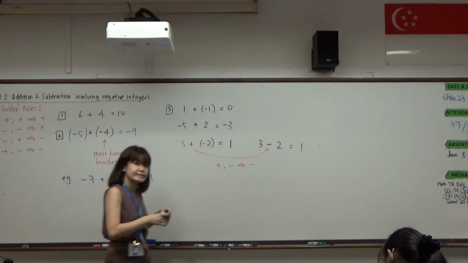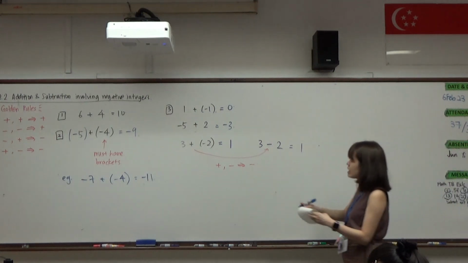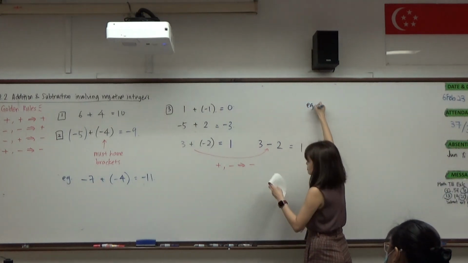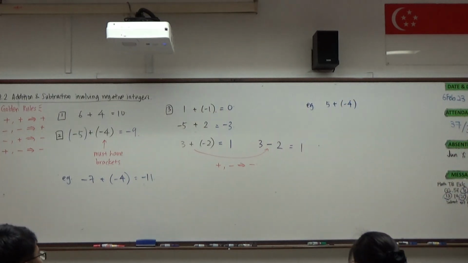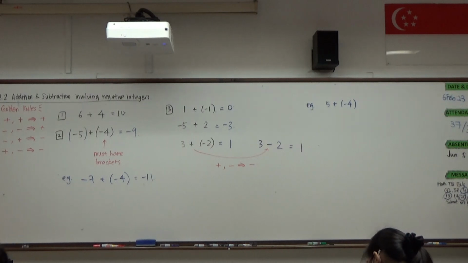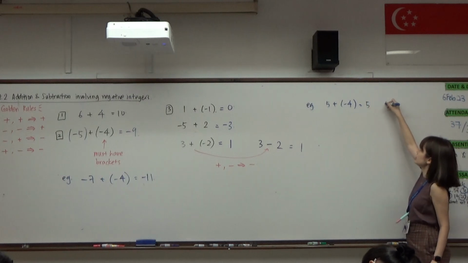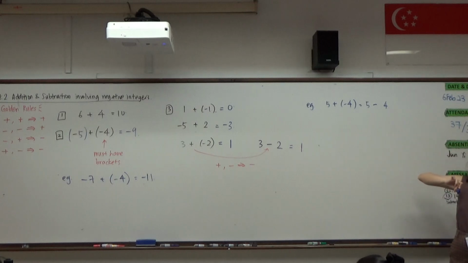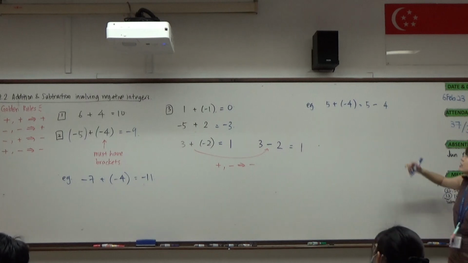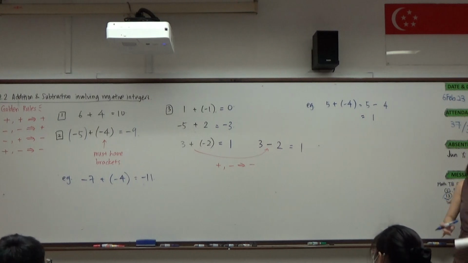Let's try some examples. 5 plus negative 4. It will be faster if I can change my plus and minus to a simpler operation first. I will change it into a minus sign, because I know how to calculate 5 minus 4 easily, that will give me 1 as an answer.